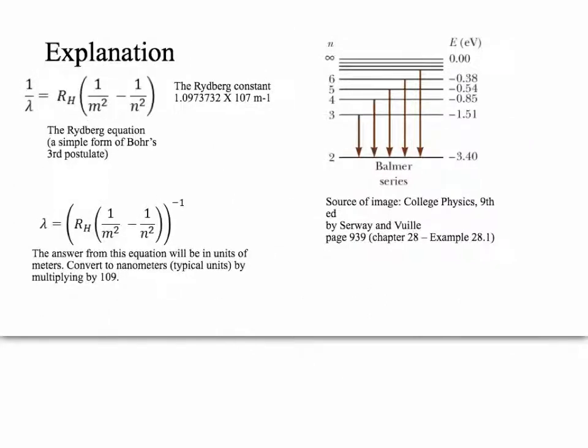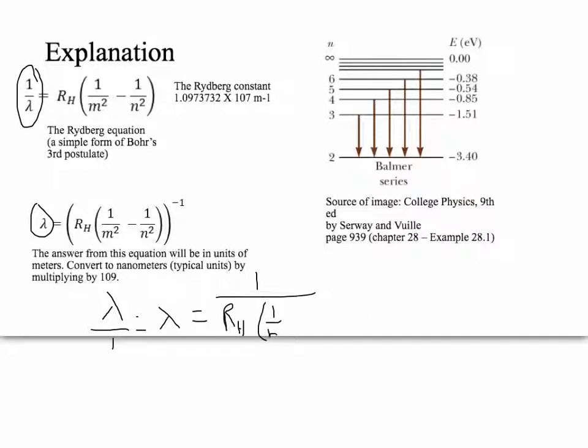And so we're not actually trying to solve for 1 over the wavelength, we're trying to solve for the wavelength. In order to do that, there are 2 simple algebraic ways to solve. You can flip both sides of the equation over, and you get lambda over 1, or just lambda, which is equal to 1 divided by R sub H times 1 over m squared minus 1 over n squared, and then you calculate it like that.